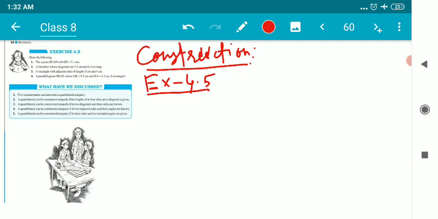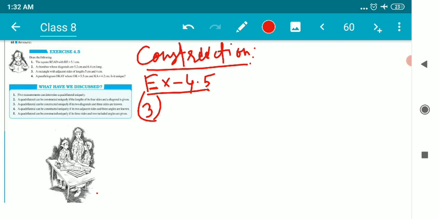So, children, as we all know, this is all about construction, so we must have a protractor, compasses, white copy, ruler, and pencil. These are the basic requirements to do geometrical questions, geometrical constructions. So, children, we are going to deal with question number 3.